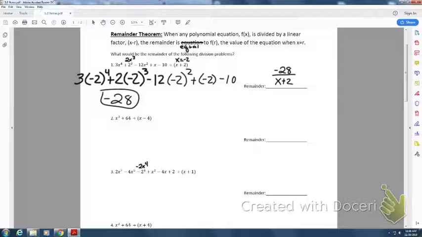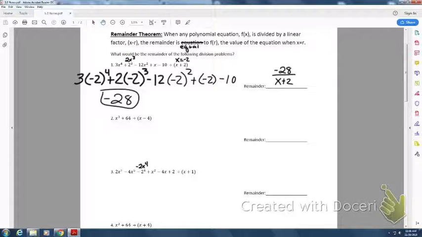Alright, there's two ways that I could see you using this. One is if the equation just asks, hey, what's the remainder? It doesn't say to divide it, it just says what's the remainder. The other way is if I asked you to do long division, that is a very long process, to do long division on a problem like this.